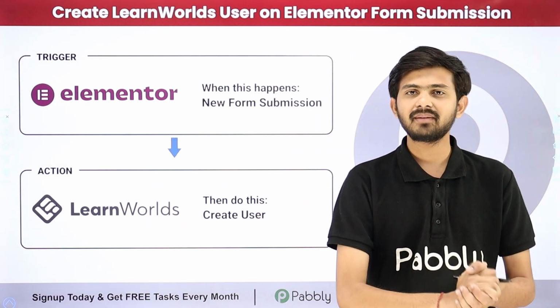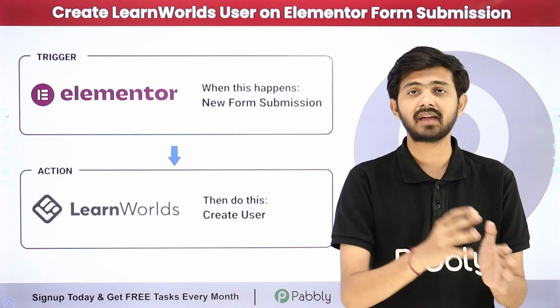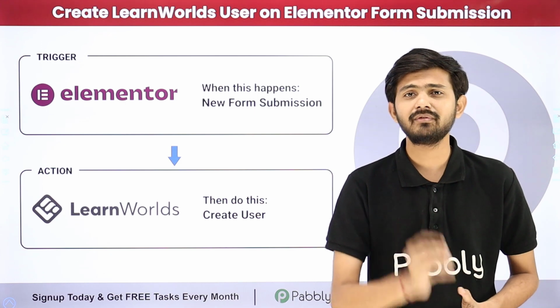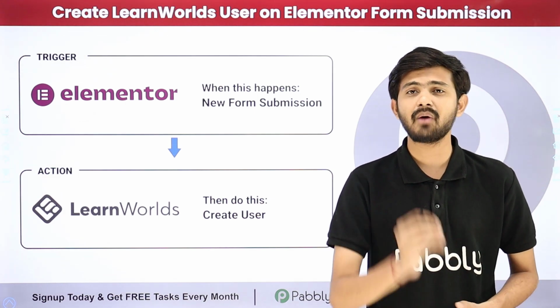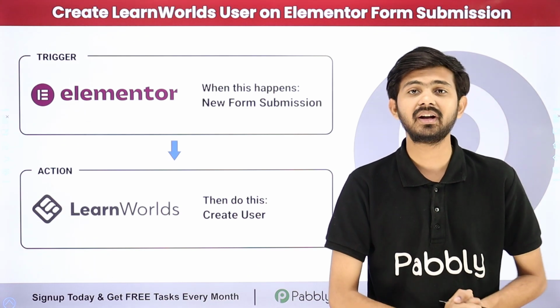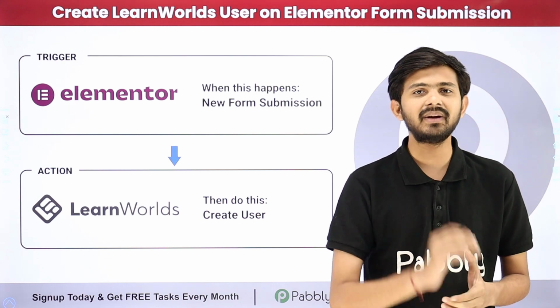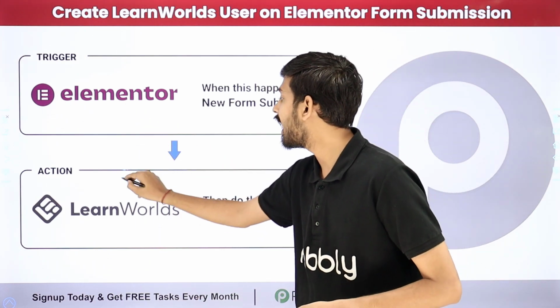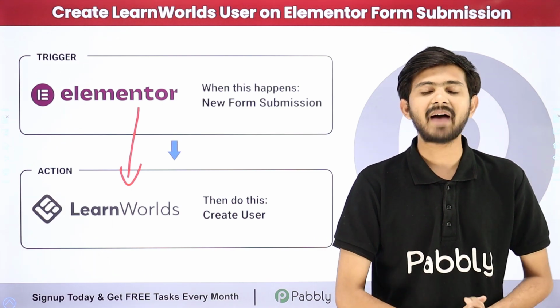So I am running an online course platform, and by using Elementor, I have already created my sign up form. Now whenever I receive a new sign up for my courses by filling out that form, then automatically I want to add a new user in my LearnWorlds account. Here I want to do this automatically, and for that I need to build a connection between Elementor and LearnWorlds. For building this connection, I'm going to use Pabbly Connect.